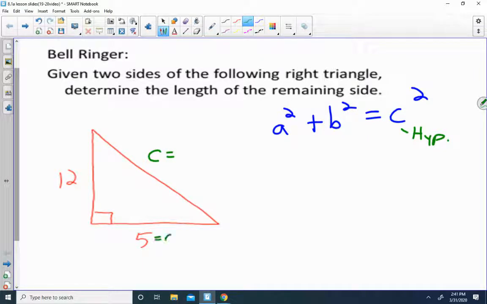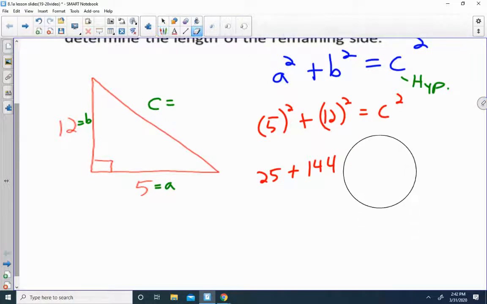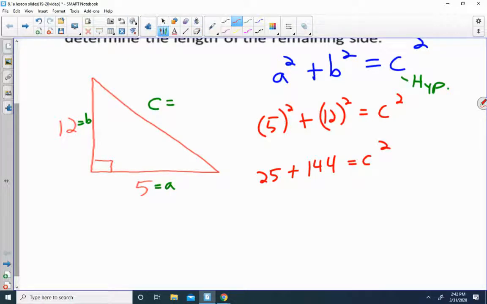So we'll go ahead and label this side a and this side b. Doesn't really matter which one. And then let's go ahead and plug the numbers in. So a squared is going to be 5 squared. B squared is going to be 12 squared. And then we just have to solve for c. 5 squared will give you 25. 12 squared, that'll be 144. And that's still equal to c squared. If you do 25 plus 144, that should give you 169.